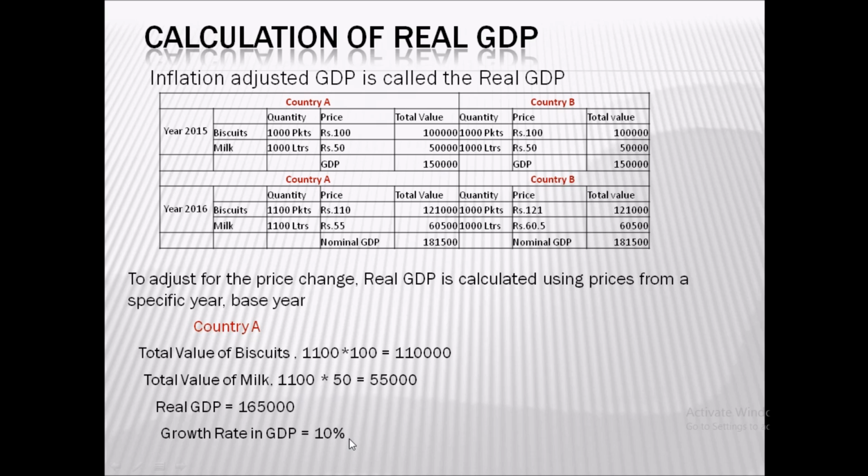Similarly, if you calculate GDP of country B using the same methodology, you can see that the growth rate in GDP is 0%, which is a true reflection of the economic activity of that country. Because we can see that the quantity produced, both milk and biscuit, is stagnated as far as country B is concerned when you compare 2015 and 2016. So effectively, when you calculate GDP based on the real GDP approach, you calculate based on your current year quantity with a base year price.